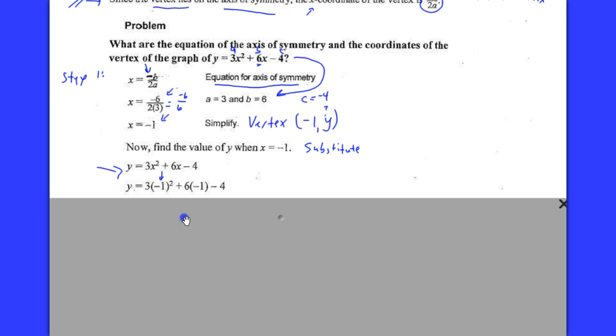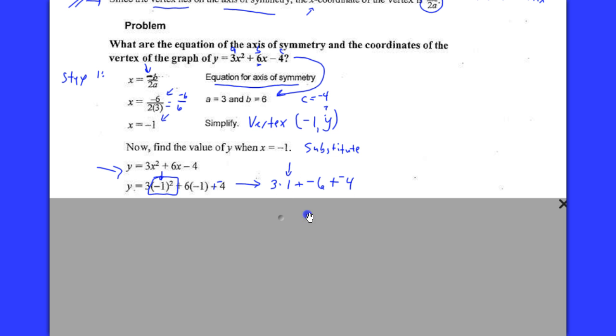Now, here's what happens on this. They kind of didn't show you everything. If you would add this to your notes, when you do this math, that means 3 times negative 1 squared. Well, negative 1 to the power of 2 means negative 1 times negative 1. So this becomes 1 right here. All right, it's plus 6 times negative 1, which is negative 6. Minus 4 means plus negative 4. Negative 6 plus negative 4. So now you do the math.